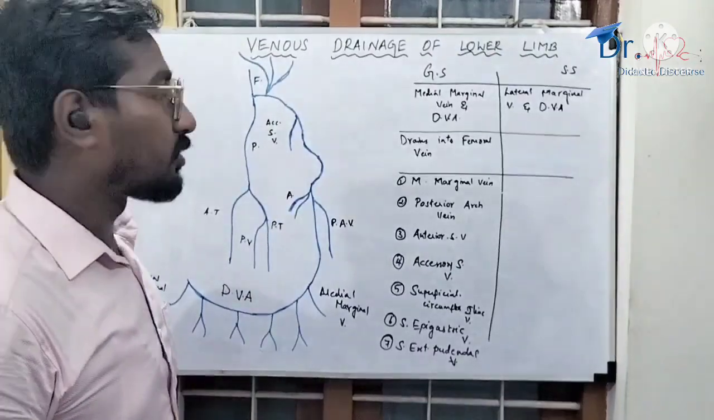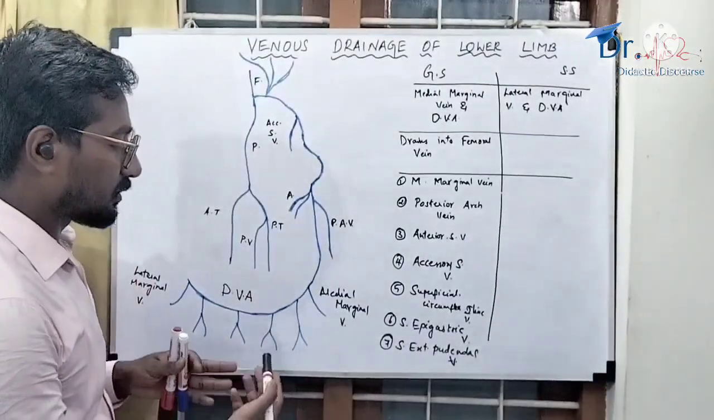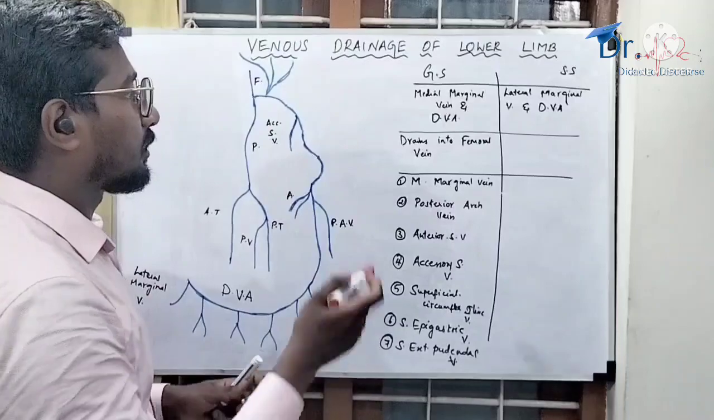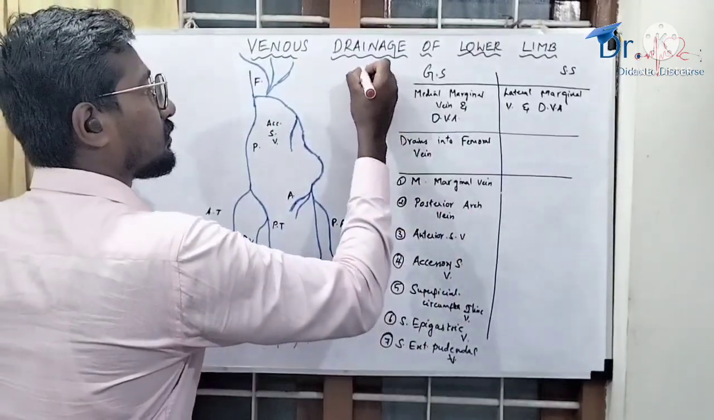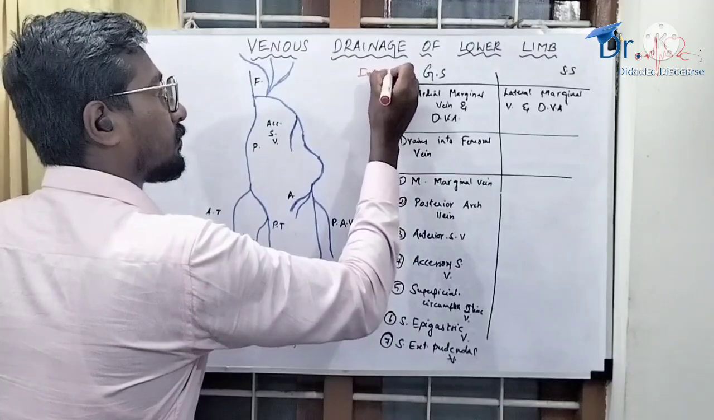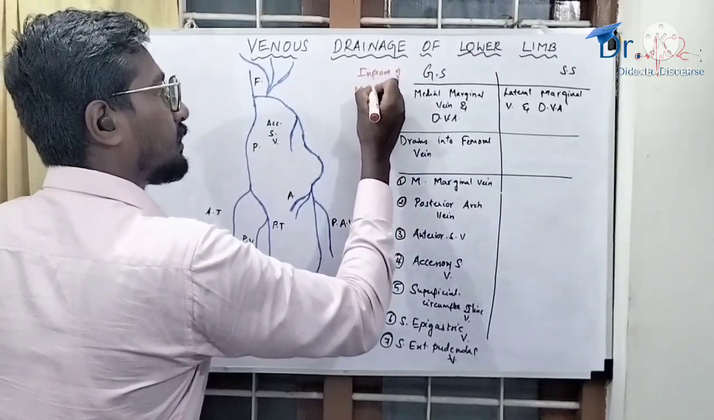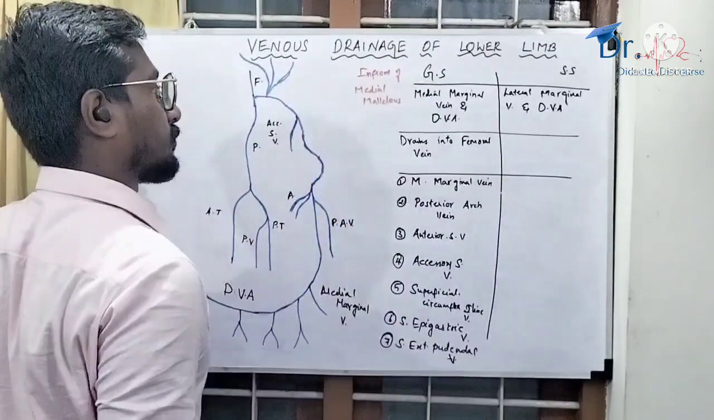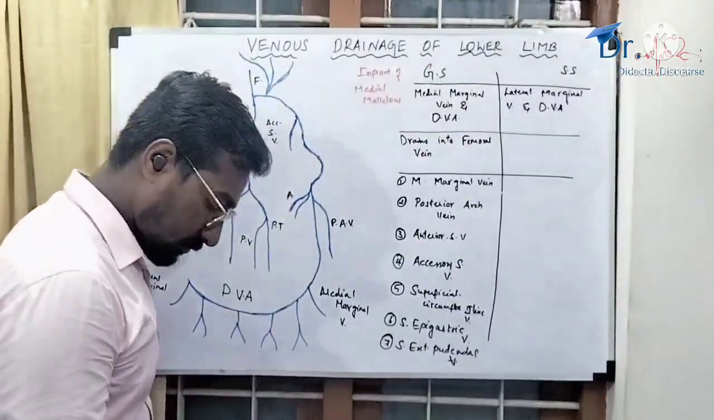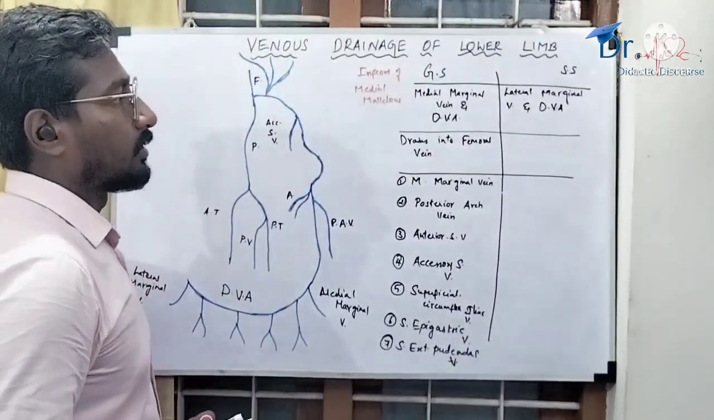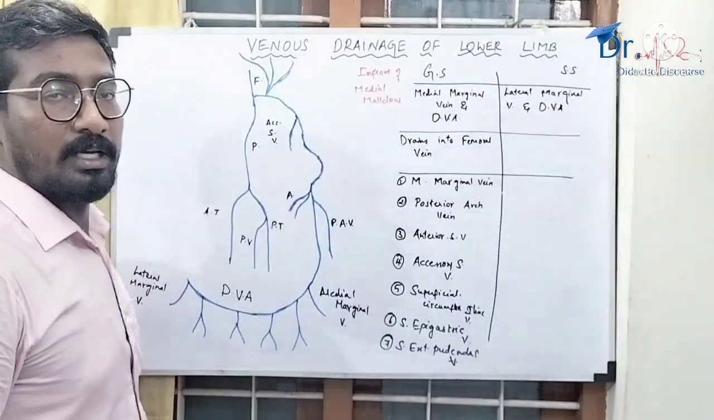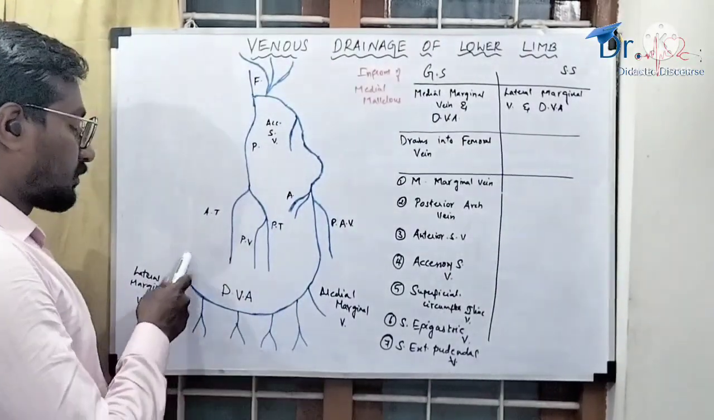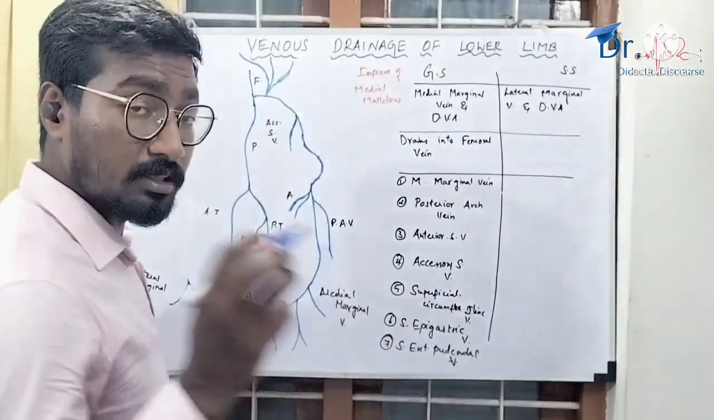Now coming to the small saphenous vein, it runs on the posterior side of the leg. I forgot to add one more point: the great saphenous vein runs in front of the medial malleolus. That means it runs on the anterior side of the leg, and the small saphenous vein runs behind the lateral malleolus, which means it runs on the posterior side.